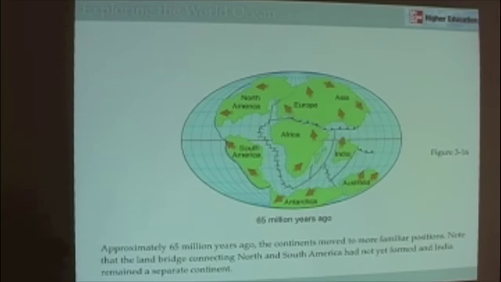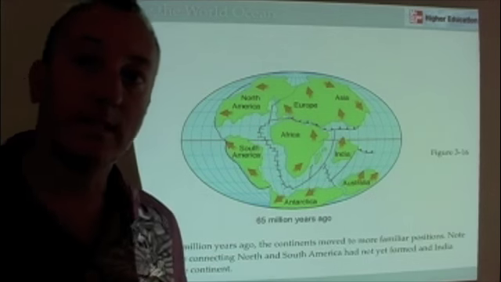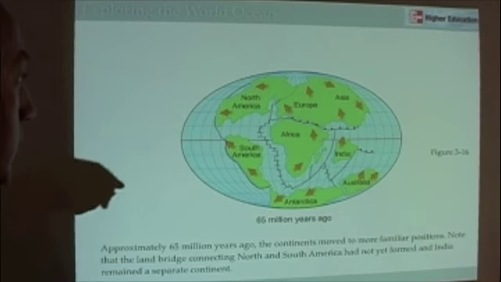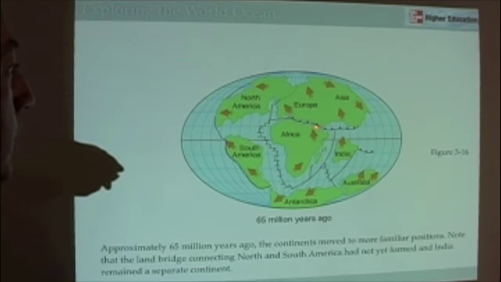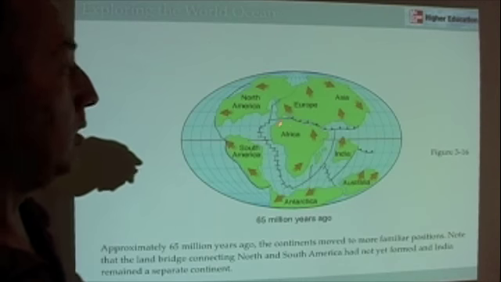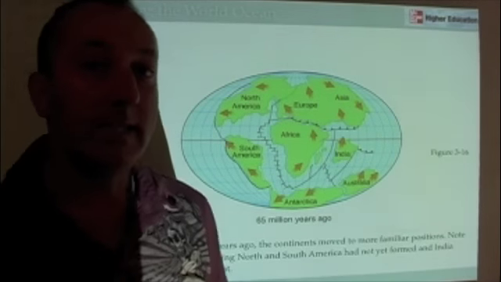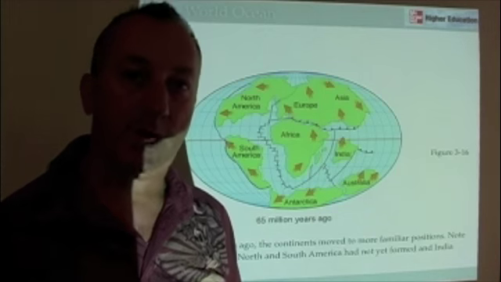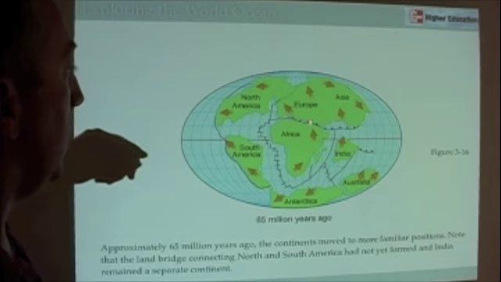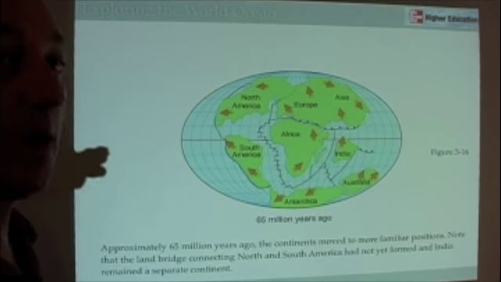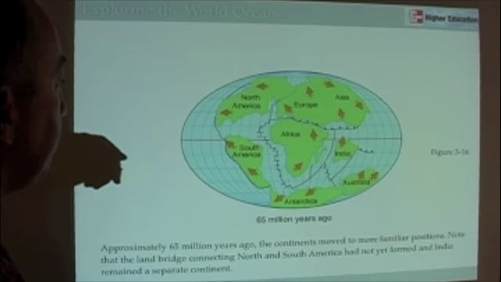Stepping ahead a little bit further, this is what the positions of the continents looked like 65 million years ago. Here we have the Tethys Sea pretty much closed up. And what sea do we find in that area today? The Mediterranean Sea, the Eurasian Mediterranean Sea. It's really a remnant of the Tethys Sea.